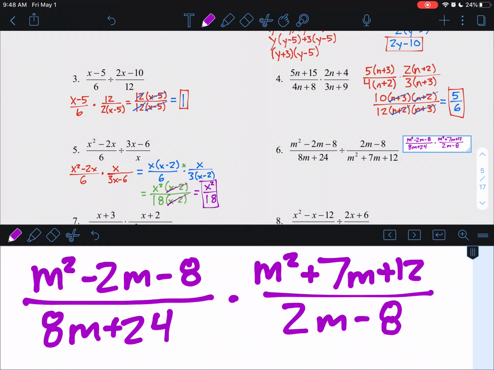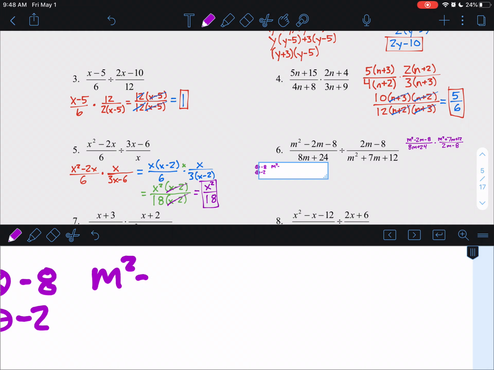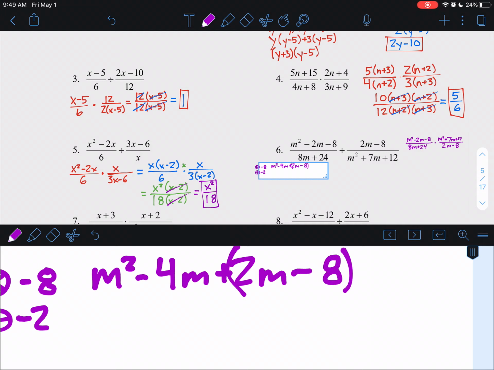So let's see. We'll work with the first one, that m squared minus 2m minus 8. So I'm looking for two numbers that are going to multiply to be negative 8 and add up to be negative 2. Those two numbers are going to be negative 4 and positive 2, which means this is m squared minus 4m plus 2m, because negative 4 times 2 is negative 8, negative 4 plus 2 is negative 2, and then minus 8. And then I'm going to group.